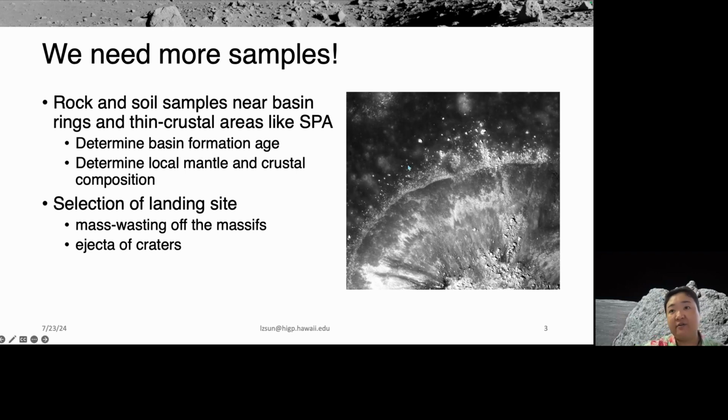For example, here I have a picture showing the central peak of Copernicus, and you can see there are tons of rocks falling off from the central peak. Some of these rocks may be from the mantle because the Copernicus crater is located near the ring of the Imbrium basin. We can also collect some of the ejecta from the craters, which may contain mantle material.